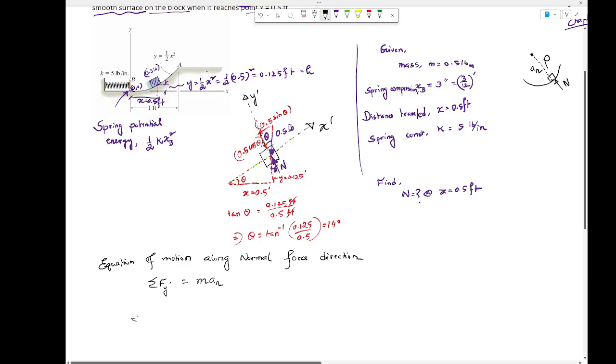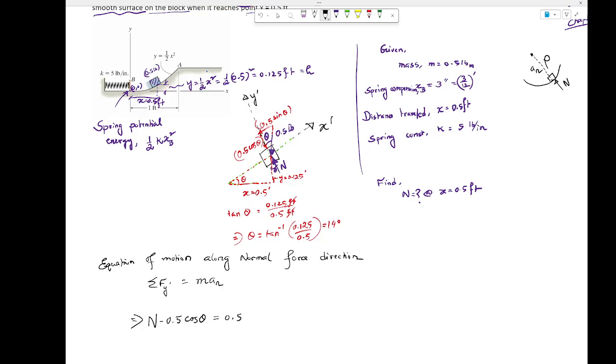So here on the left side, what are the forces in the y prime direction? You have the normal force N, and it should be positive because it's going up. Where is the other force? It's the part of the weight force that is acting down, so you should put negative. And what would be the value of that? 0.5 cos theta, and this m is 0.5, just the mass.